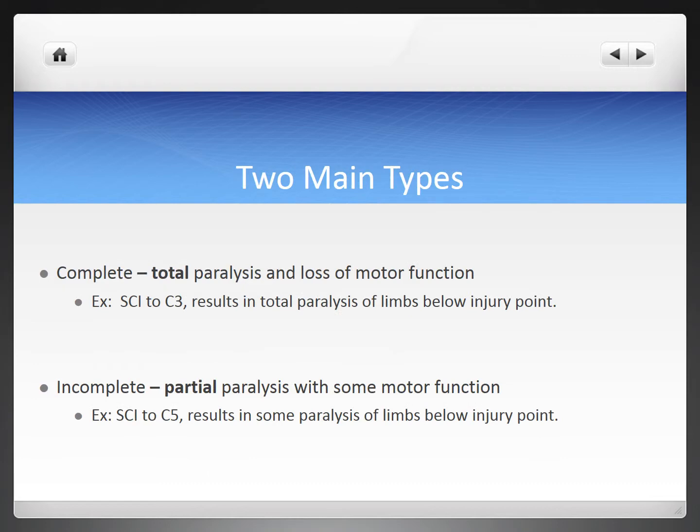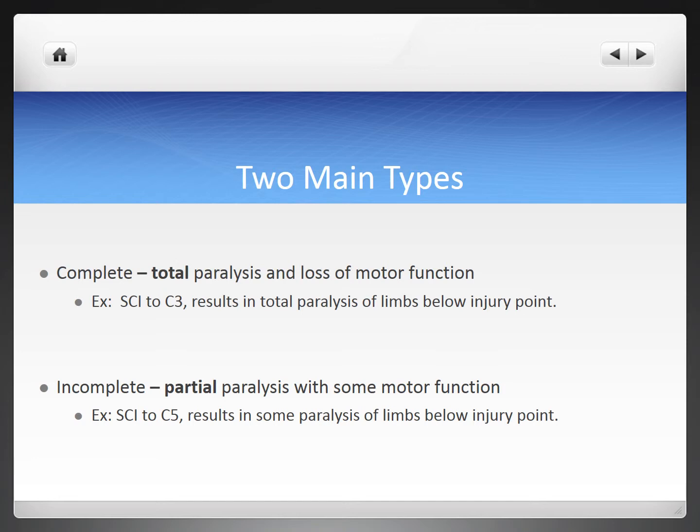There are two main types of quadriplegia. The first type is known as complete. In complete quadriplegia, individuals will experience total paralysis of all four limbs and total loss of motor function below the site of injury. An example of this would be a spinal cord injury to C3 in the cervical spine. In this type of injury, individuals will experience total paralysis of limbs below the injury point.